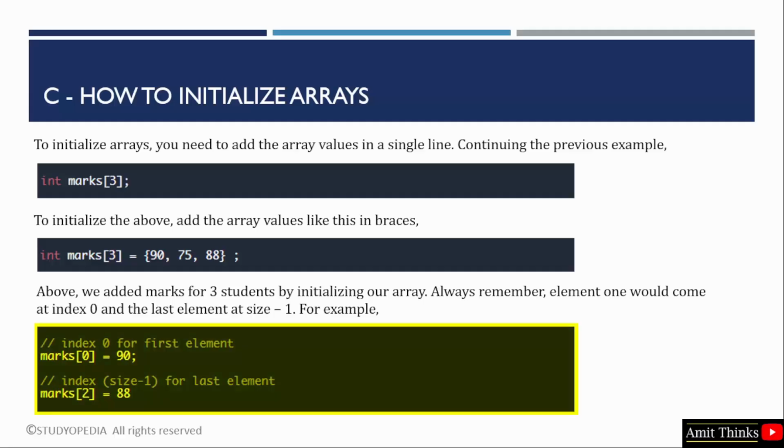Similarly here. As I told, index 0 is for the first element, that means marks[0] is 90 here, and the last element is size minus 1. In this case we have 3 students, therefore marks[2] would be the value 88. That means the last index is size minus 1. The last element is located at size minus 1. So we saw how to initialize arrays.